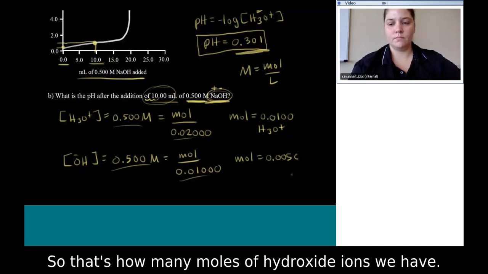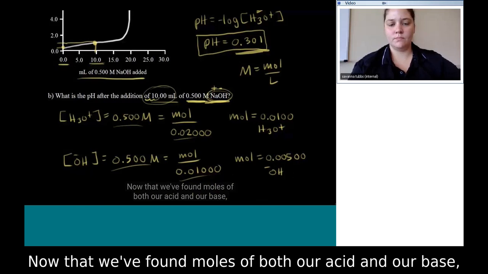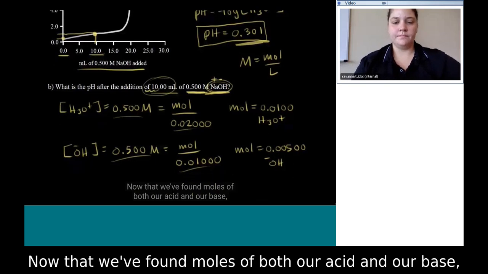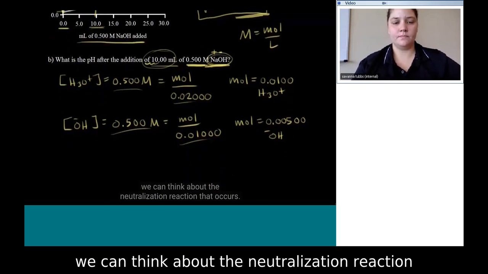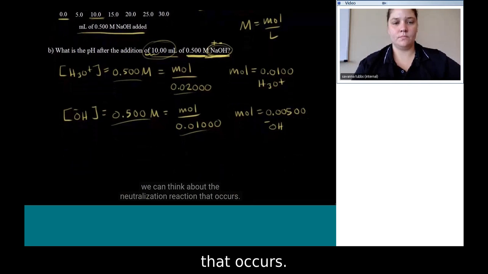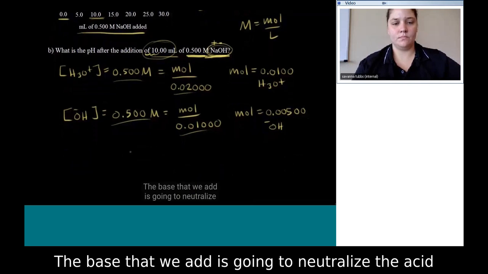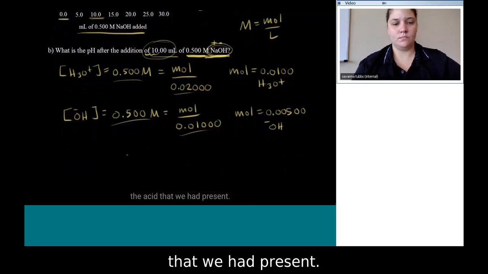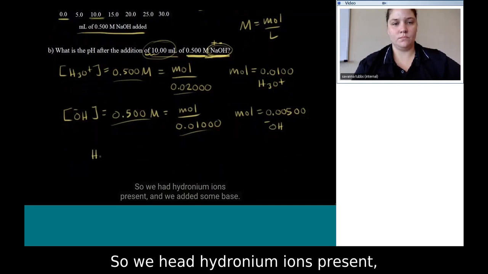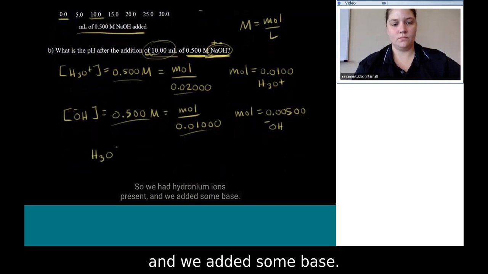Right? So that's how many moles of hydroxide ions we have. All right, now that we've found moles of both our acid and our base, we can think about the neutralization reaction that occurs. The base that we add is going to neutralize the acid that we had present. So we had hydronium ions present, and we added some base.